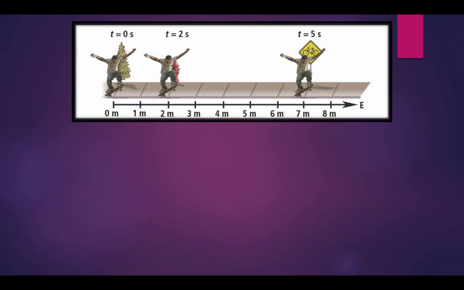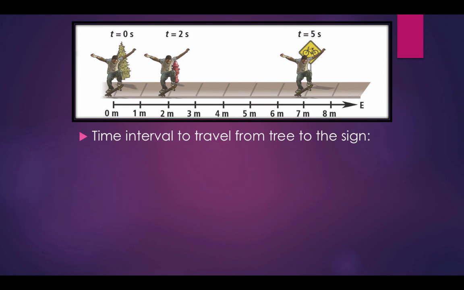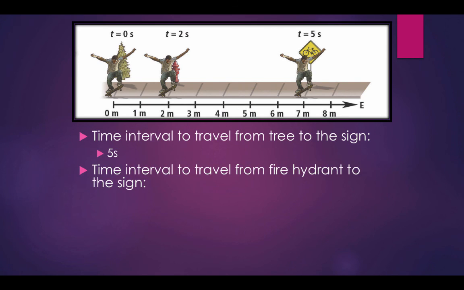Let's go back to our skateboarder. Let's calculate the time interval to travel from the tree to the sign. By inspection, it is obvious that the time interval to travel from the tree to the sign is simply 5 seconds. By inspection, the time interval to travel from the fire hydrant to the sign is 3 seconds.